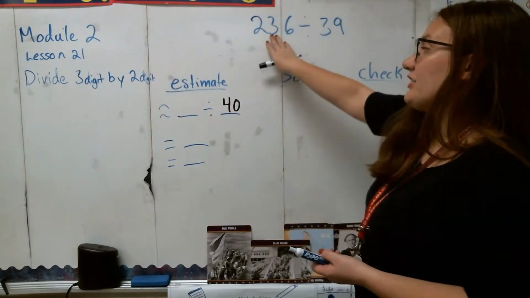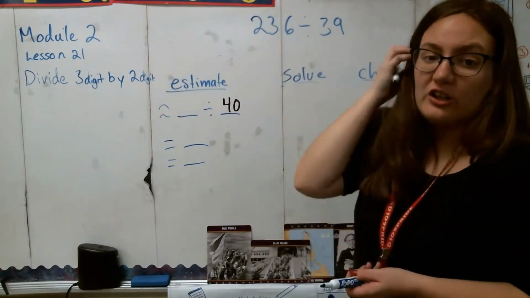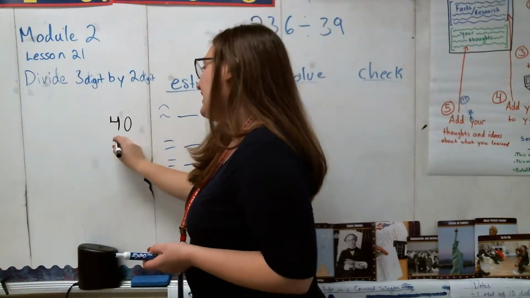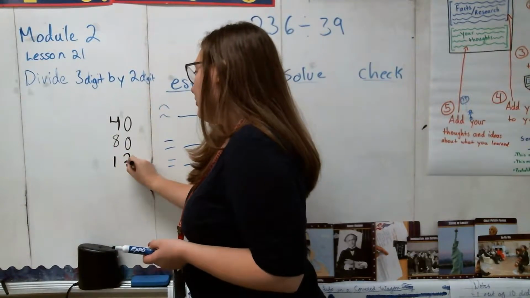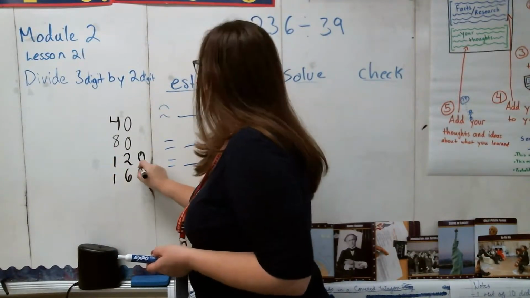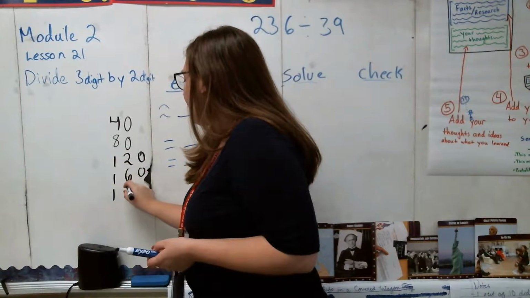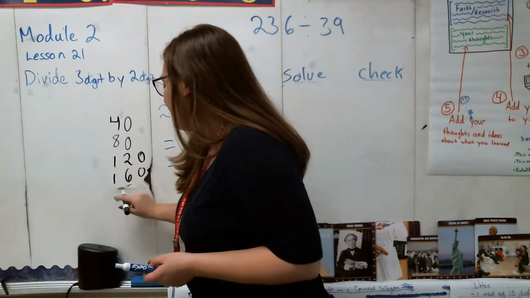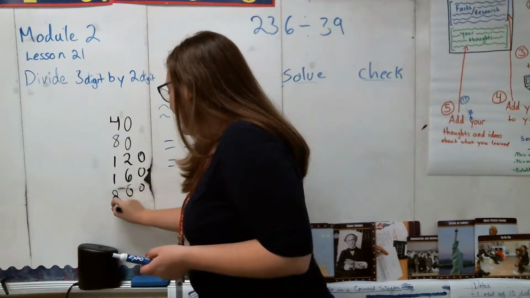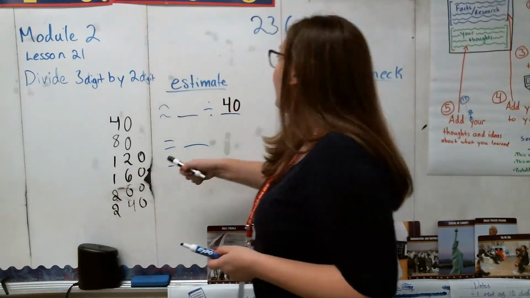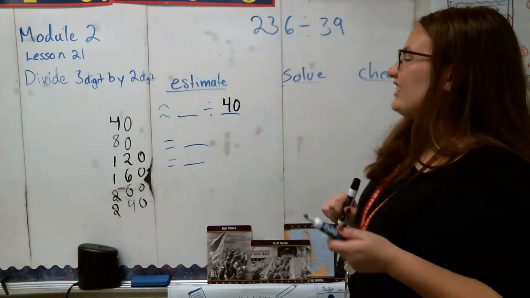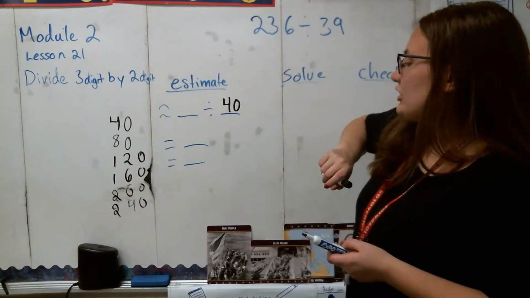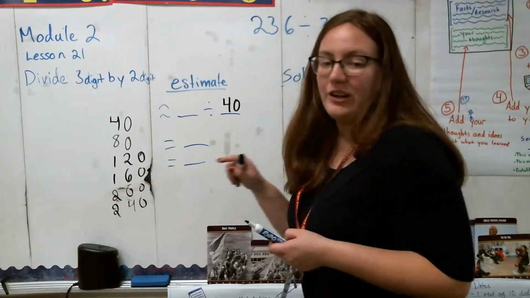And then I have to change this number into something that's close to a multiple of 40. So I'm going to list my multiples of 40 right now. I have 40, 80, 120, 160, 200, and then we have 240. 240 looks like it's probably as close as I'm going to get to this number. So maybe I'm thinking either 240 or 200.